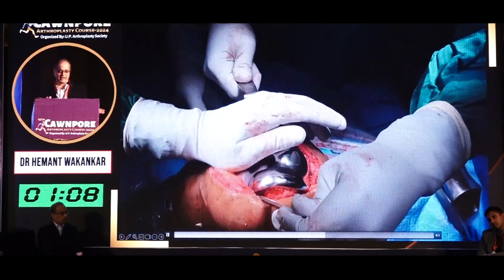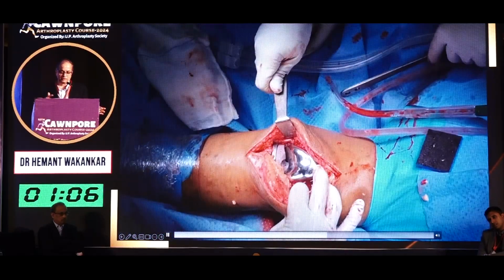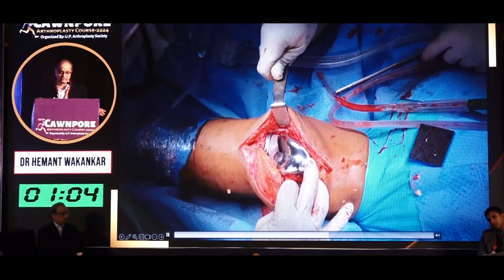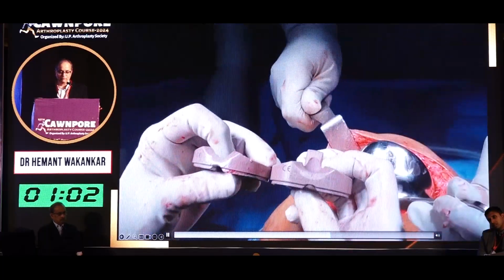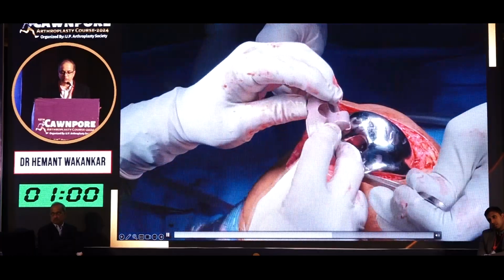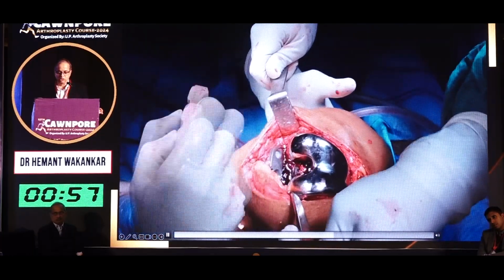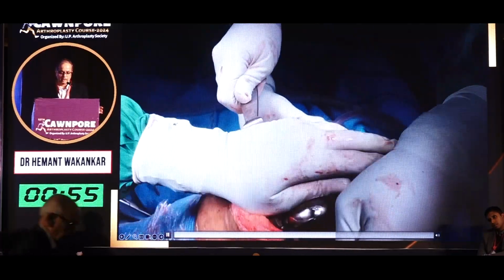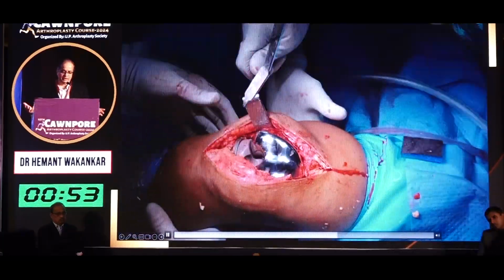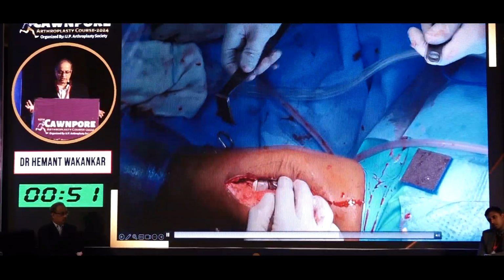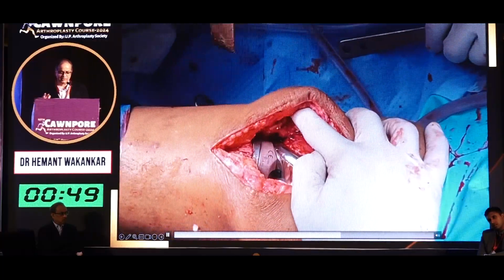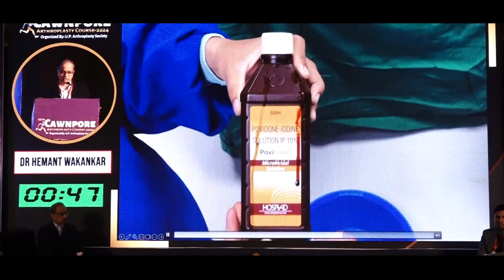Here I'm just trying out what my poly size is going to be. From 12 I've shifted to 14. This is, I think, the 12 poly. And then I'm going to try my different size poly. I'm trying to put a 14 poly and see how it works. In fact, most of the time you have to go up by 2 millimeters with the poly thickness, and that gives you better stability, because most of these infected knees have developed some degree of soft tissue laxity.